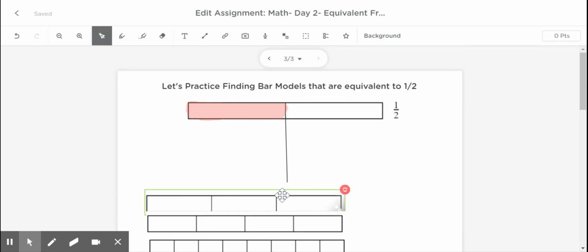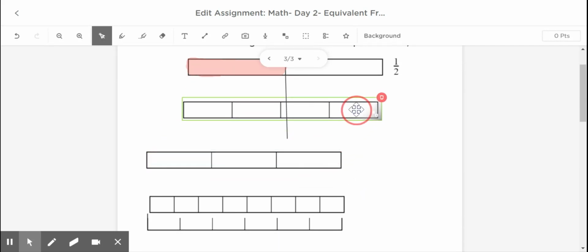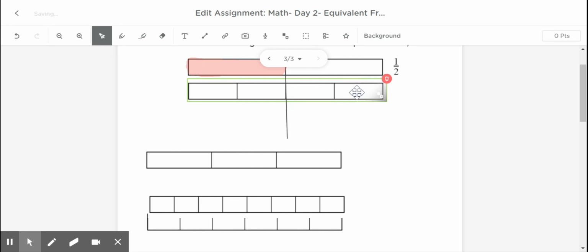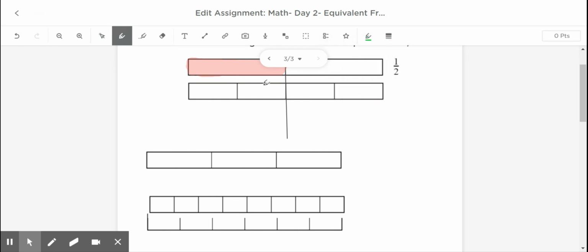Okay, so the next one I have here in order is thirds. Is it going to work? So I'm going to try one, and I'm going to move it up here, and I'm going to line them up, and look. I'm going to take my highlighter, and I see 1, 2, 3, 4 equal parts in this whole, so these are fourths. 1/4, 2/4. They are the same length, so that means they are equivalent fractions. They have the same value. So this one is called 2/4.